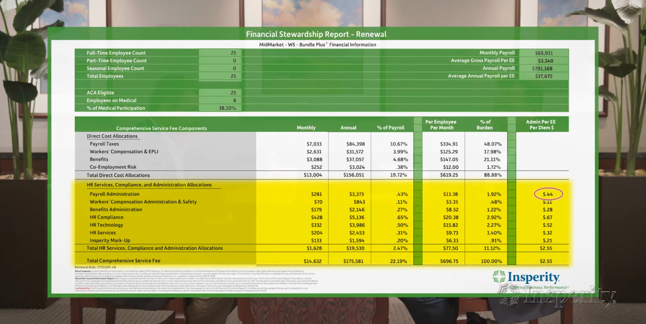The next one is workers' compensation administration and safety. So $3.35 a month, or 11 cents a day. As you can see, it's certainly the smallest number on the page. And the reason for that is it is one of our smallest departments within our organization. So our cost to provide those services and benefits to you and our other mid-market customers is very small.